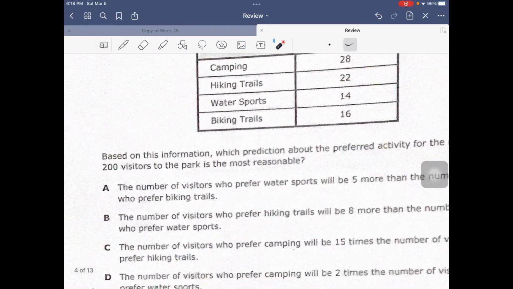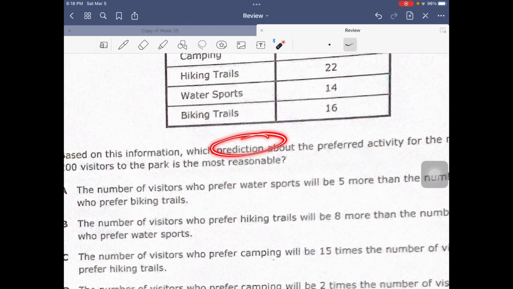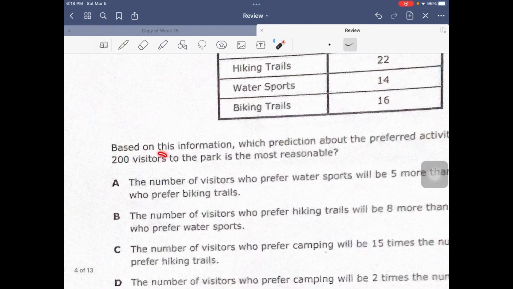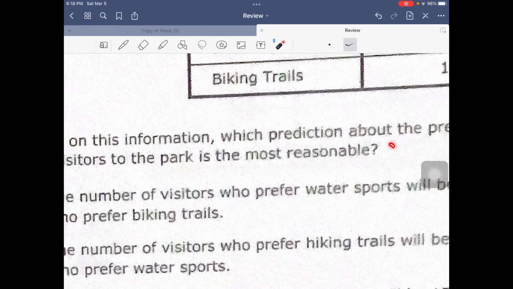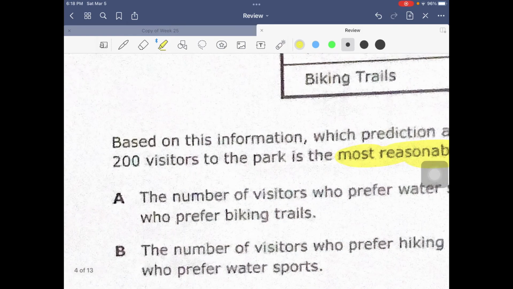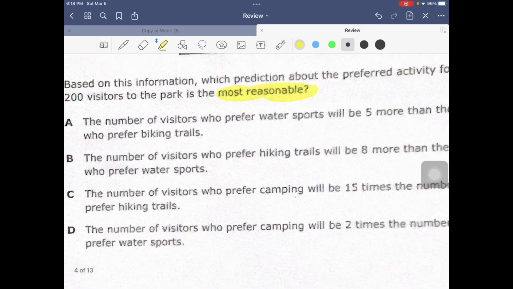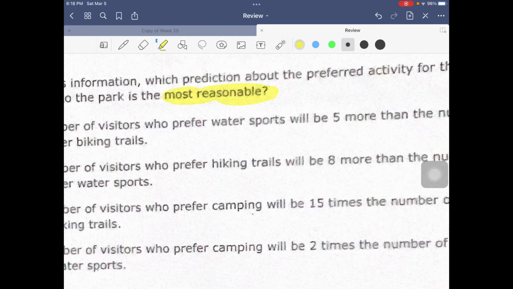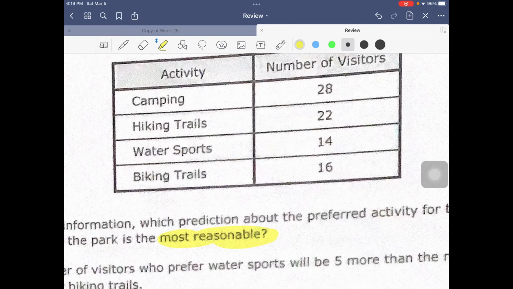Ahora, based on this information, which prediction, we're going to predict something about the preferred activity for the next 200 visitors to the park is the most reasonable. It would be the most reasonable to think is going to happen. So let's go ahead and read these. The number of visitors who prefer water sports. How many people prefer water sports? Water sports, 14.